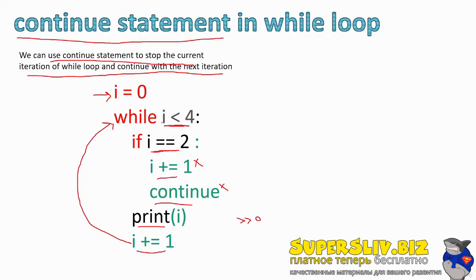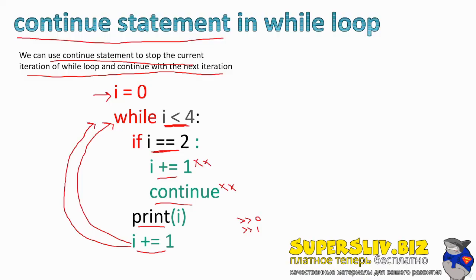Now i is equal to 1. Again it is less than 4. So the condition is true. i is not equal to 2. So these two codes will be skipped again. Then again it will print i. Now i is equal to 1. Then it will add 1 to the i. Now i is equal to 2. Again it will go to the beginning.